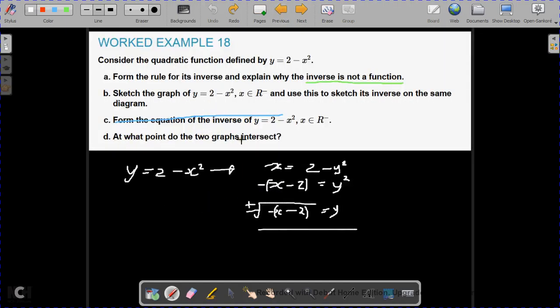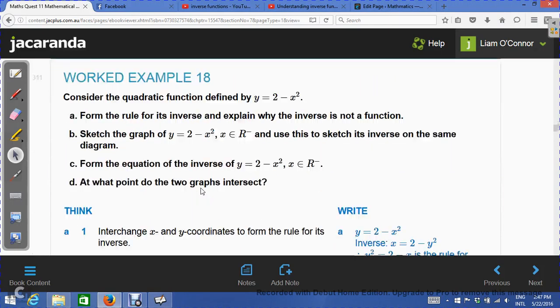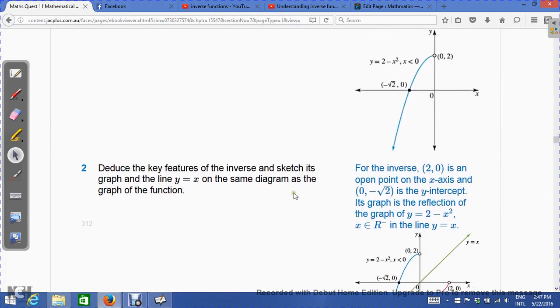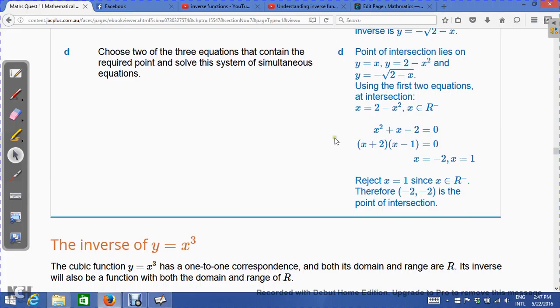At what point do the 2 graphs intersect? They intersect at x equals minus 2. Now you can check the examples there. Slightly different to what I've done, but they have the same answer. Okay, so x equals minus 2, x equals 1. We don't want positive 1 because we only want the negative numbers, so it intersects at minus 2, minus 2.